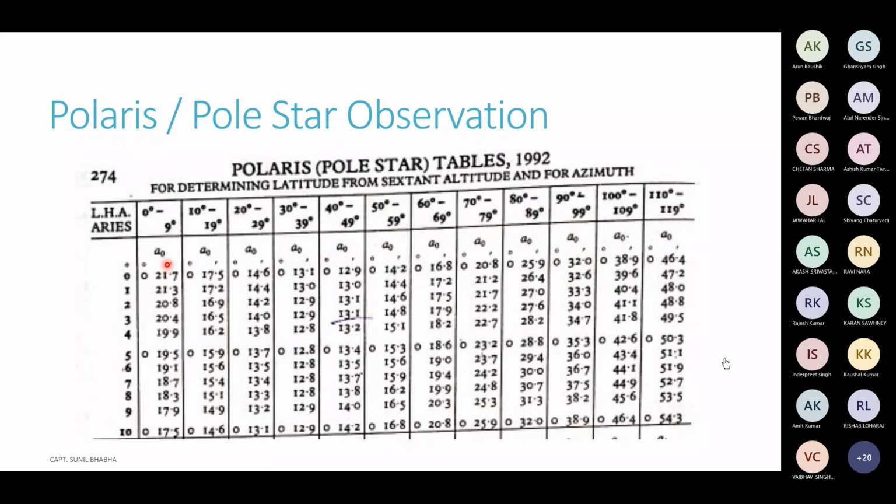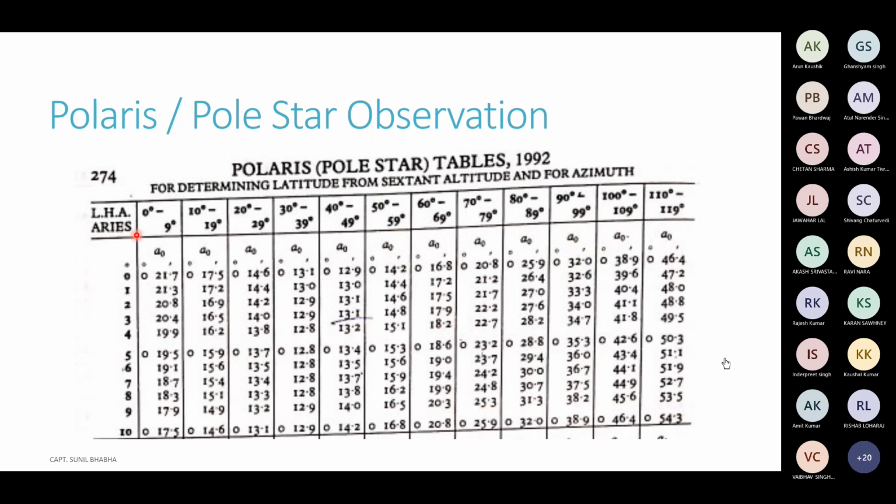Now you see the top part of the table. The table is on page 274 of the selected pages of the 92 almanac, and this table is divided into four different parts. Right now on the screen, you see the topmost part, the first part of the table. It is mentioned there that the table is used for determining the latitude from the altitude of Polaris and also the azimuth of Polaris. To enter into this table, we have to enter with the value of LHA Aries.